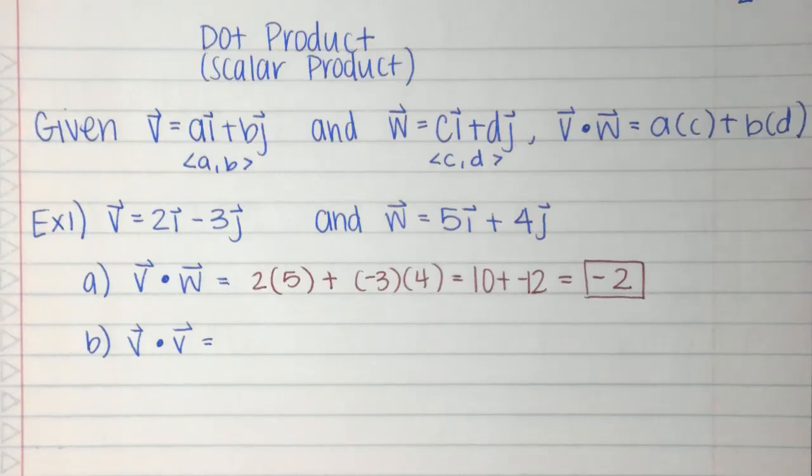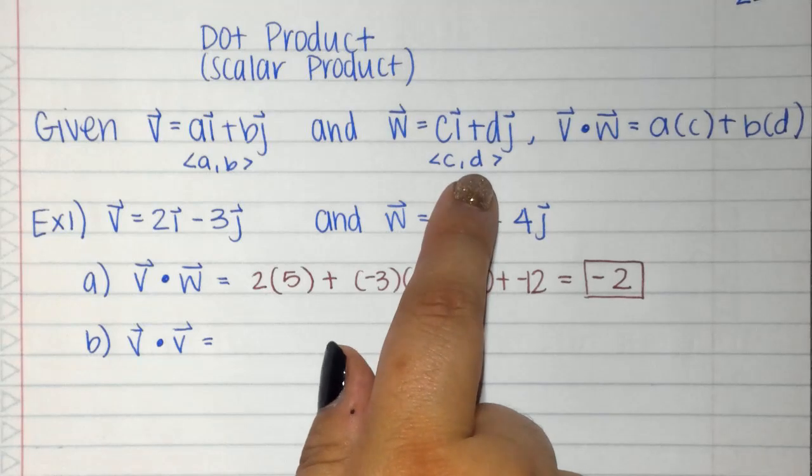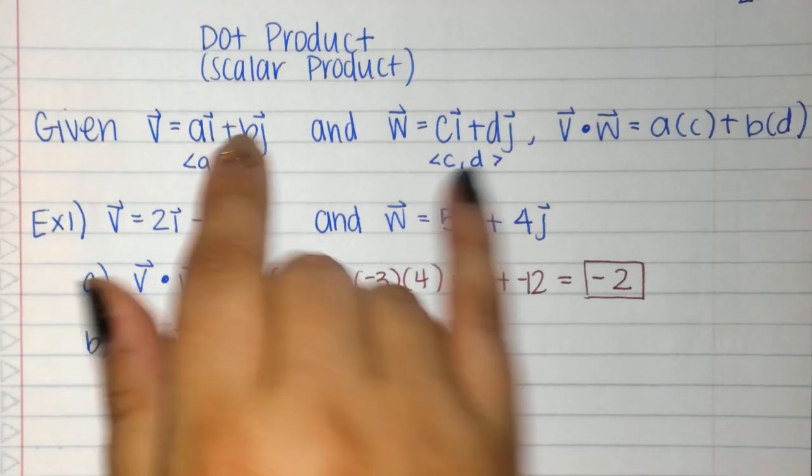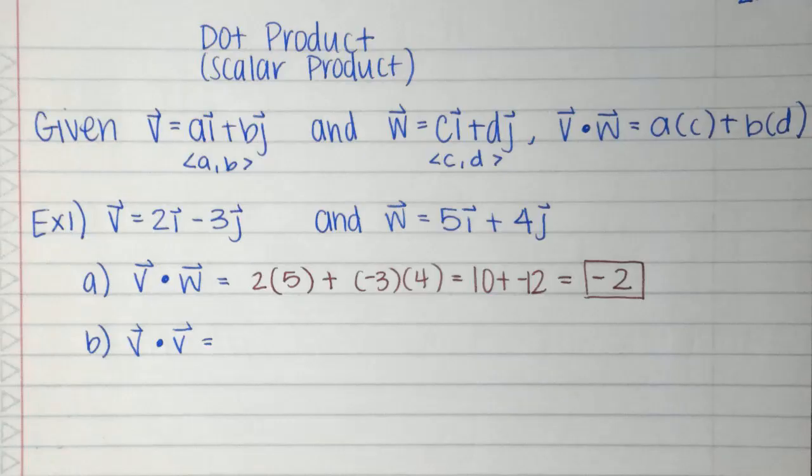Now, why do people get this wrong sometimes? They do a times b plus c times d. Don't do that. You do your x components and your y components. Okay?